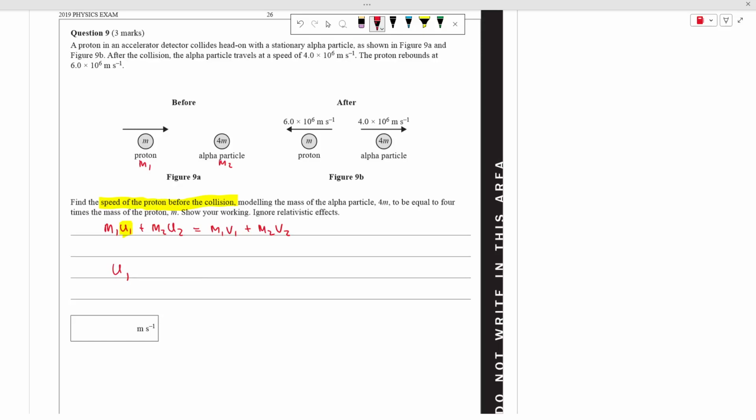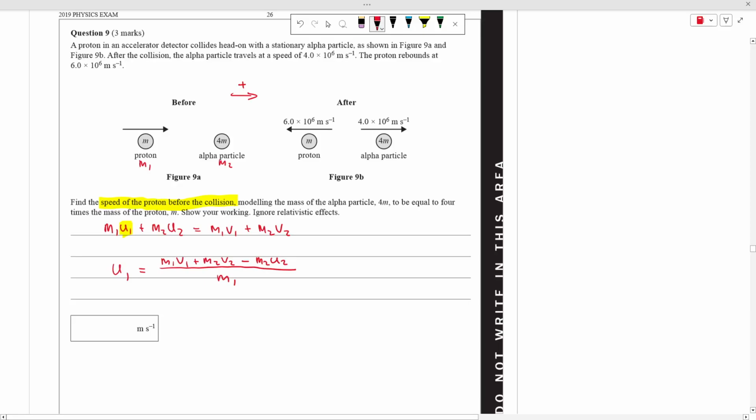So u1 is equal to all this stuff on the left minus m2 u2, so m1 v1 plus m2 v2 minus m2 u2, all of that over m1. Now, we're going to be careful here because this is momentum. Momentum's a vector, so let's choose a direction to be positive. I'll just say to the right is positive.